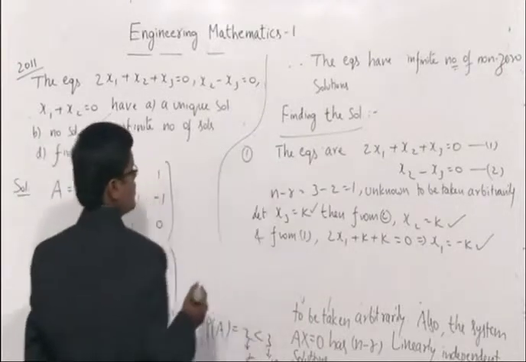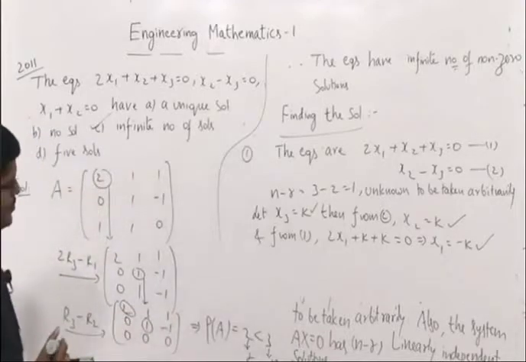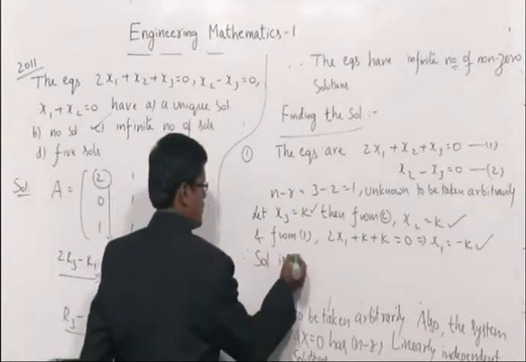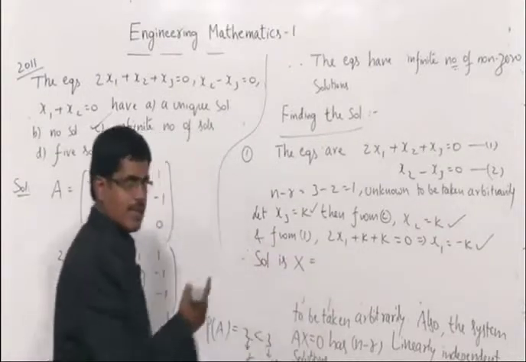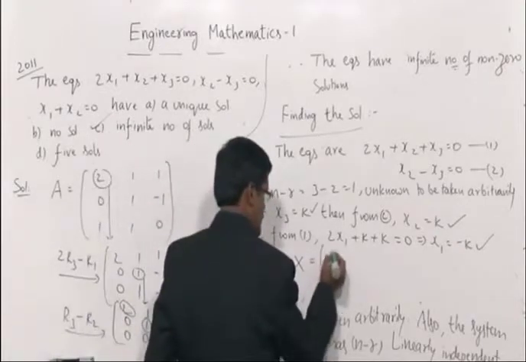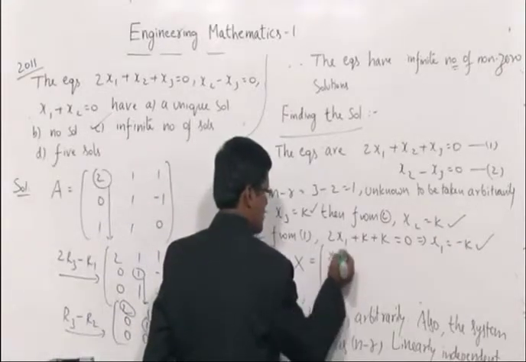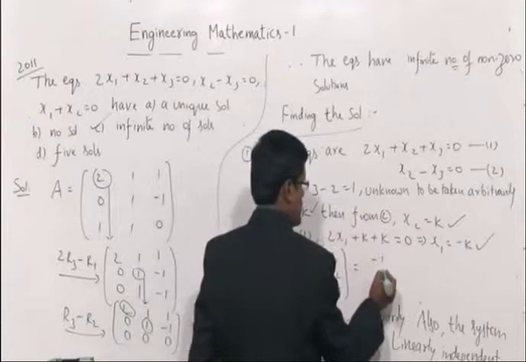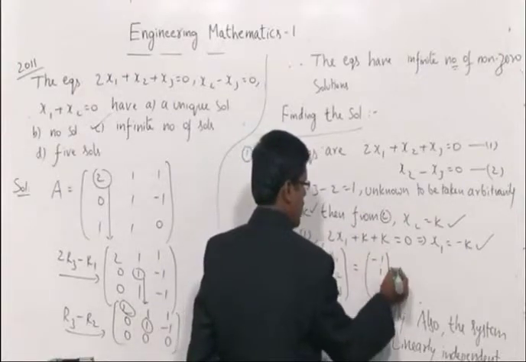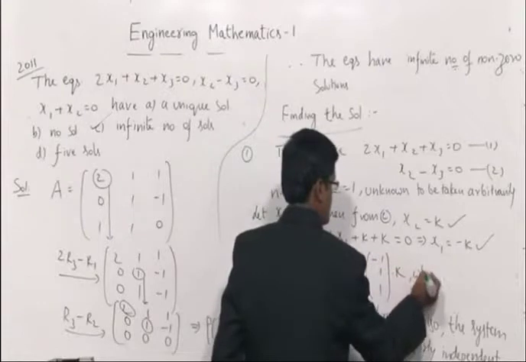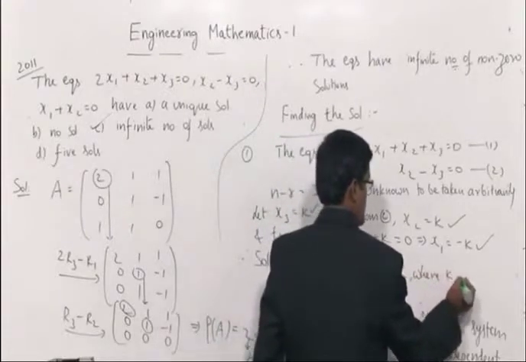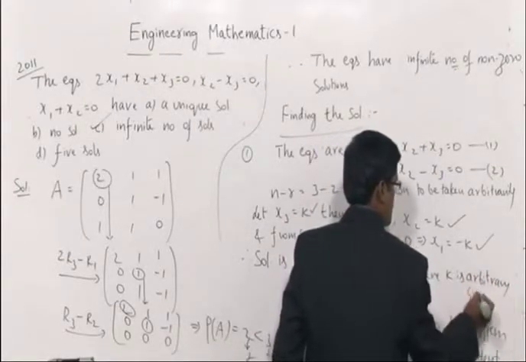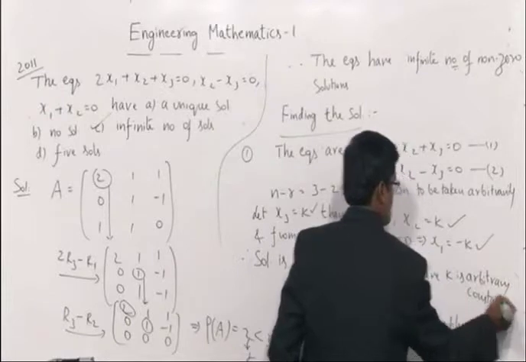This is the first point. Therefore, the solution is written as capital X. You know that capital X is a column matrix, x1, x2, x3 instead of x, y, z. Substitute x1, x2, x3, keeping the common factor outside. That means minus 1, 1, 1. I am keeping k outside, where k is an arbitrary constant. That is any number, 0 or non-zero number.